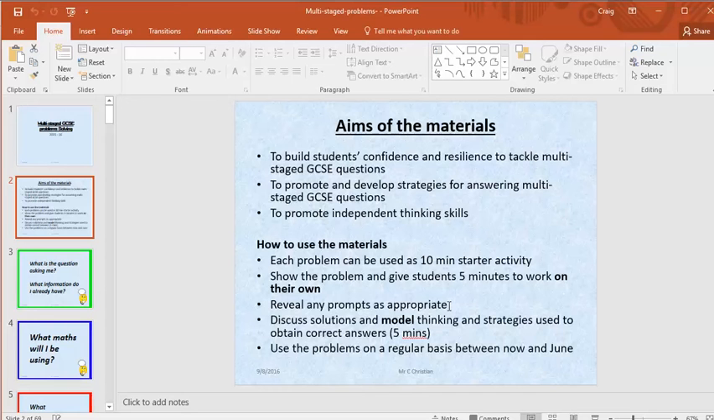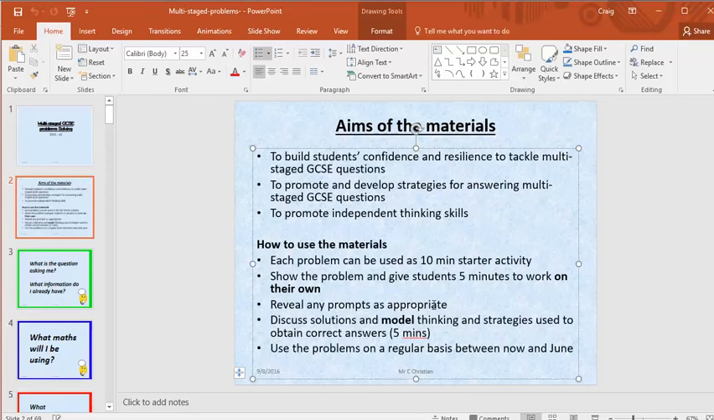If you need to during those 5 minutes, if it's looking like it's a flipping disaster, feel free to reveal some prompts, and there's some lovely prompts throughout there. But I'd be tempted to have those 5 minutes, kids working on their own, and then start doing the prompts after that. And then this bit, dead important, discuss solutions and model the thinking.